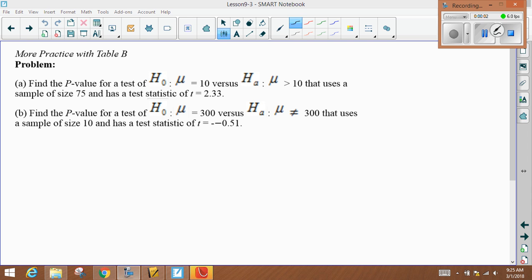p-values. So I passed out your calculators, guys. We're going to do this using the calculator. We could do it using our T table, right? Our table B. So follow along so that you will know how to do this with your calculator. All right. So let's look at A.